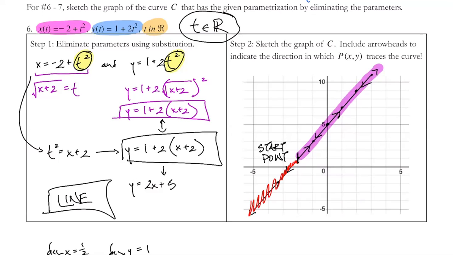Does that clarify some questions about number 6? Okay.